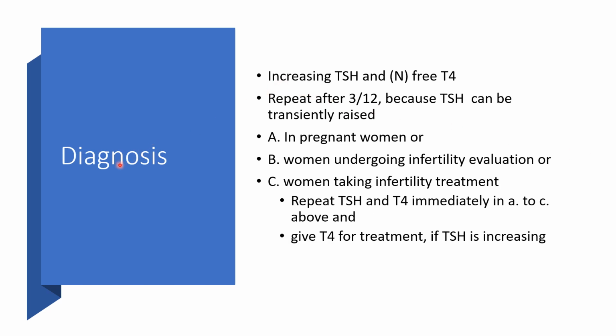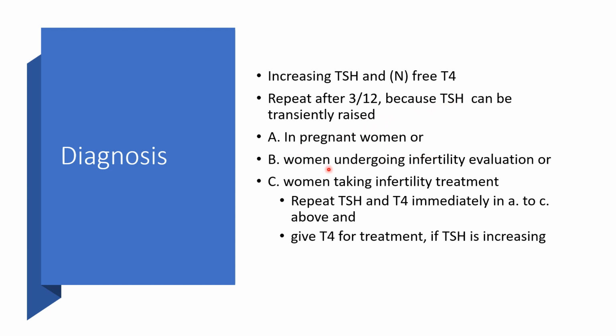How can we make the diagnosis here? Once TSH is high and T4 is normal, then we are getting to subclinical hypothyroidism zone. We will repeat the test after 3 months. Meanwhile, TSH can be transiently raised. So when TSH is raised and T4 is normal, don't label this person to be a member of subclinical hypothyroidism patients. No. Wait 3 months because it can be transiently raised.